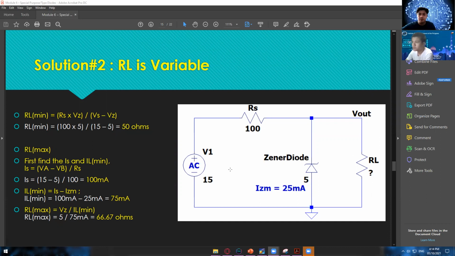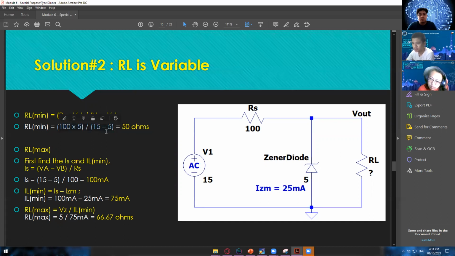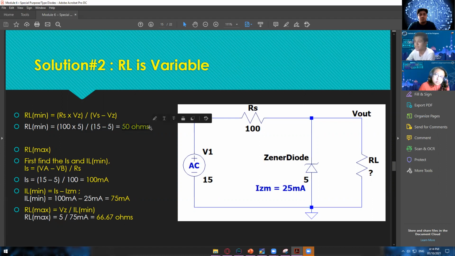All right, so let us finish this one now. For the RL min, this is the formula given. Then all you need to do is again get those given variables if they are available. Once they're available, just substitute them into here and solve, and it will give us a result of 50 ohms. So this is the minimum resistance that we can put with those given values. You cannot go lower than that.